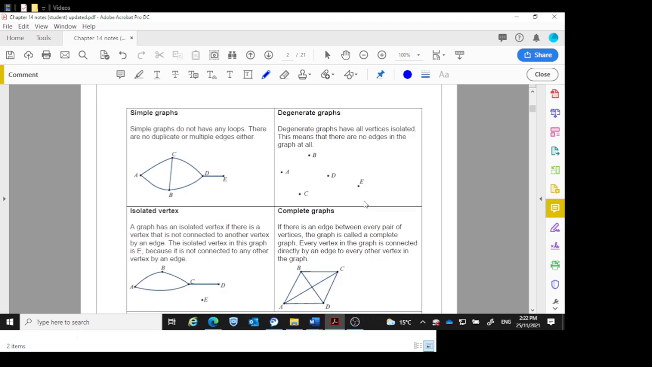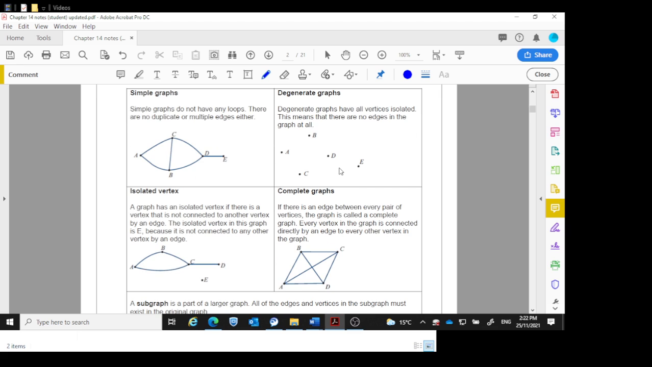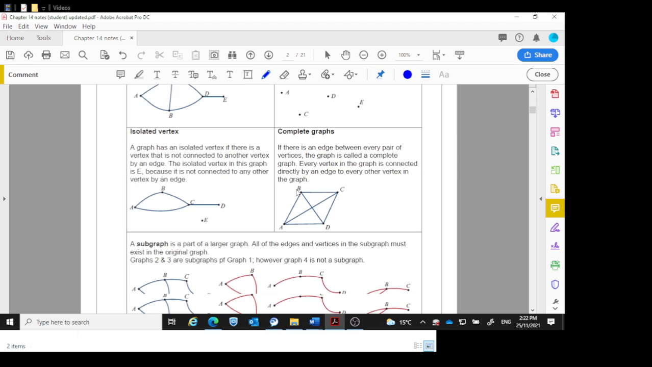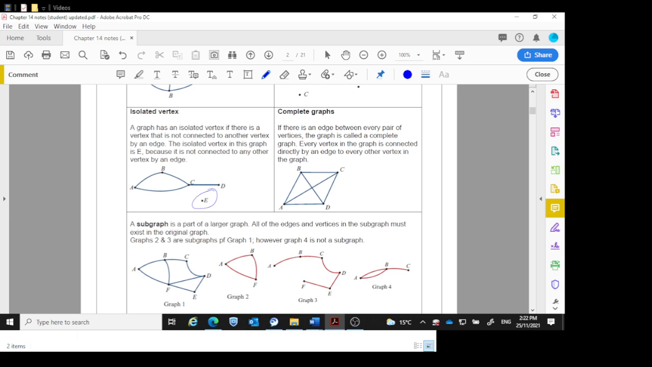A simple graph does not have any loops and no duplicate or multiple edges, so one edge connects to another one. A degenerate graph, all vertices are isolated. There are no edges in the graph. An isolated vertex is one that's all the way by itself, not connected. A complete graph is where every vertex connects to every other vertex in some way. So B connects to all the other 3, C connects to the other 3, D connects to the other 3, and so does A.